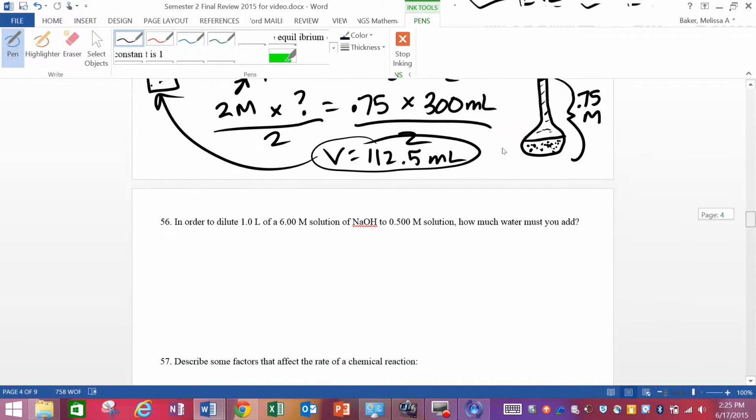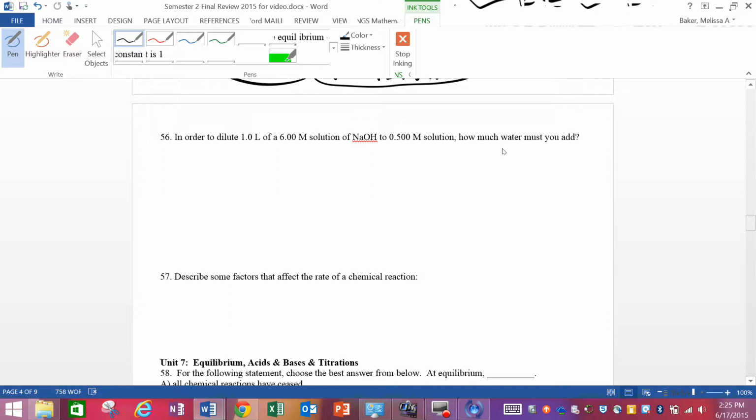56 is the same with a little twist. It says, okay, you've already got this solution and how much water do you need to add? So you're diluting, let me write this out again. You're diluting a 6 molar solution, 1 liter of it. You're diluting it to a 5.5 molar solution.